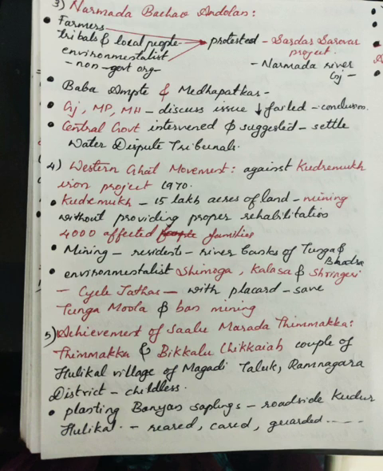Number 5. Achievement of Saalumarada Thimmakka. You can expect this question for 5 marks. Write an achievement of Saalumarada Thimmakka. So here is a small story. Thimmakka and Bikkalu Chikkaiah were a couple of Hulikal village of Magadi Taluk, in Ramanagara district, and they were childless. To overcome this, they started planting banyan saplings on the roadside between Kudur and Hulikal. They reared, cared for and guarded them with their meager earnings, with sheer love and affection.